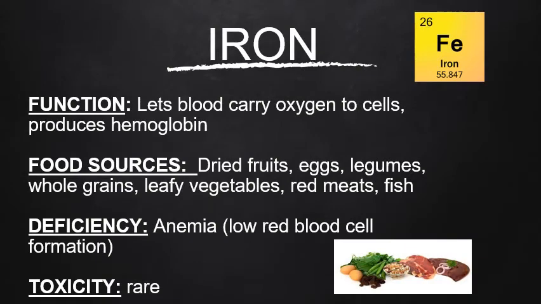Iron is another important mineral. The function of iron is that it lets blood carry oxygen to cells and it helps produce hemoglobin. Food sources of iron include dried fruits, eggs, legumes, whole grains, leafy vegetables, red meat, and fish. If a person has a deficiency of iron, it is known as anemia. And anemia is when a person has low red blood cell formation.